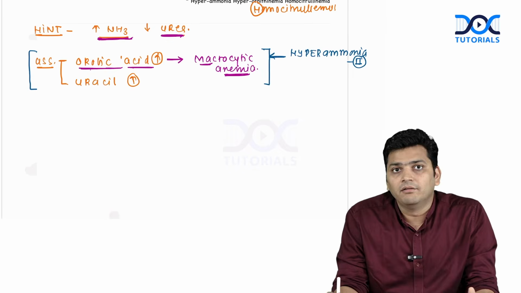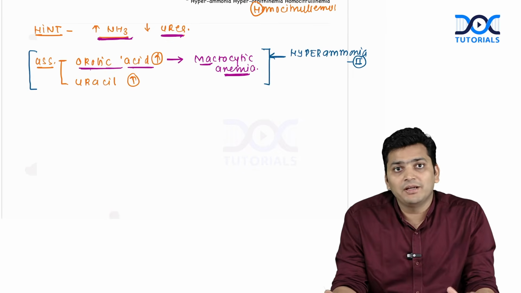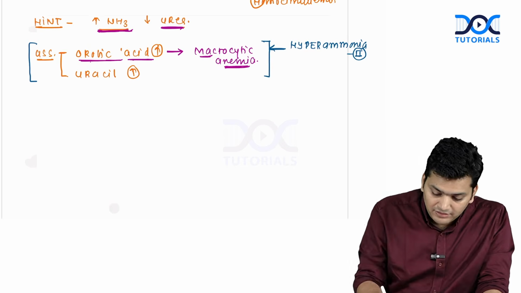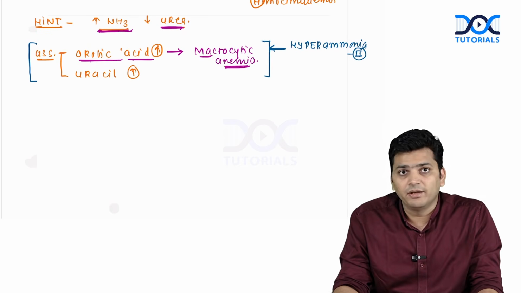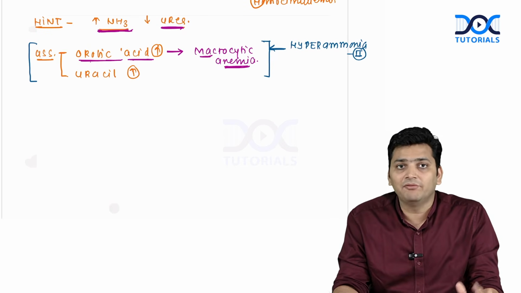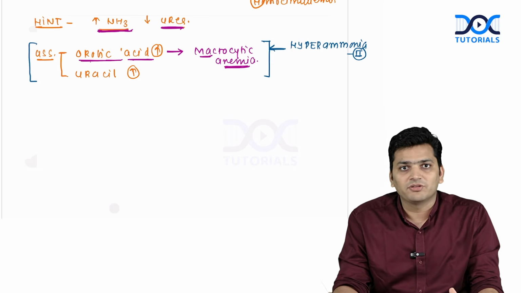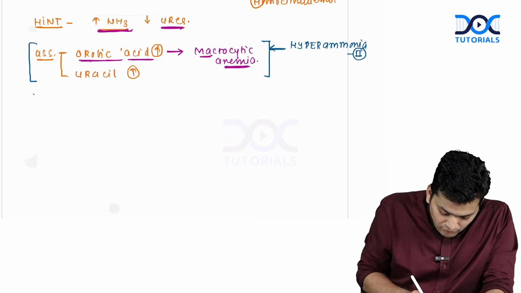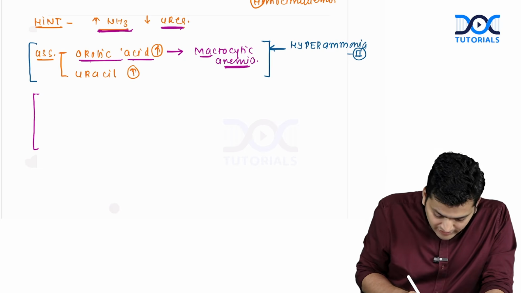From here they can make a difficult question also. Let's say they make a question like this, that there is a patient, he's having macrocytic anemia, his B12 level and B9 level is normal. What can be the possible cause? The answer is going to be orotic aciduria. So let me write you a box here, that is just extra information.